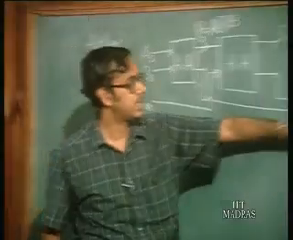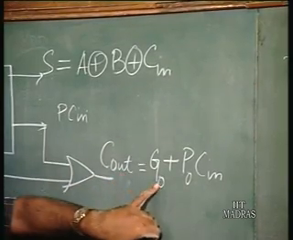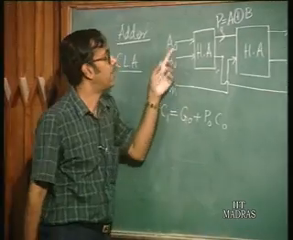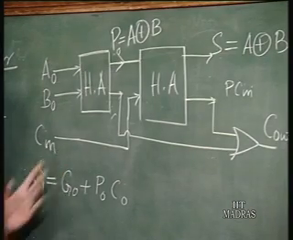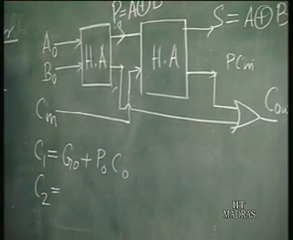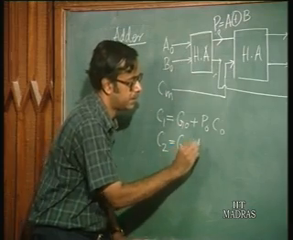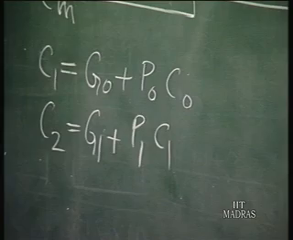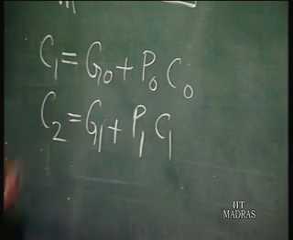Okay, this is C1 which goes as the input to the first bit. C1 is G0 plus P0 C0. So, for the first bit you have the inputs A1, B1 and C1, bit 1, and this was for bit 0. So, for the next, C2 will be equal to G1 plus P1 C1. And what is C1? C1 is G0 plus P0 C0.